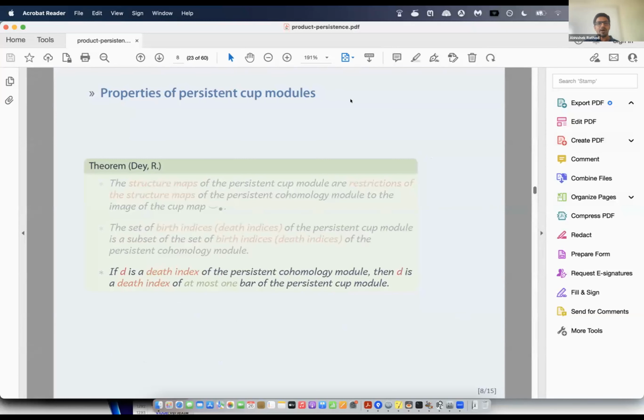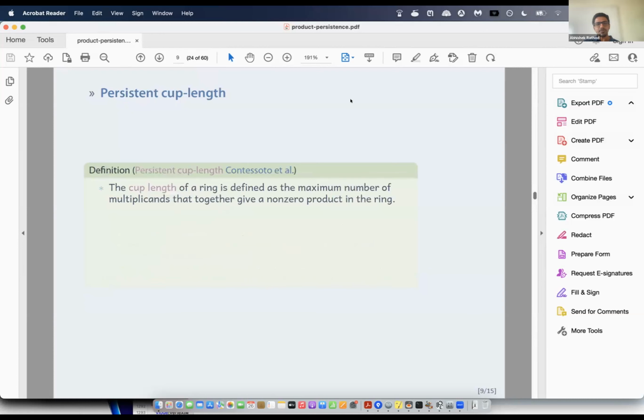And the question is how many intervals in the barcode of the cup module can be born and die at some index. It turns out that many can be born at a birth index, but if d is a death index of the ordinary persistent cohomology module, then it can be the death index of at most one bar in the persistent cup module. This is something that is also eventually used in the algorithm.